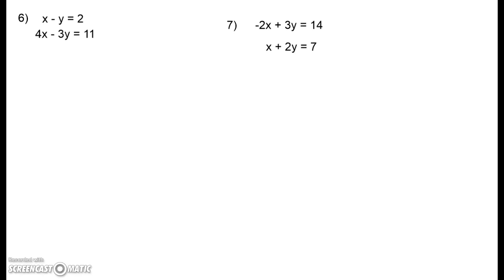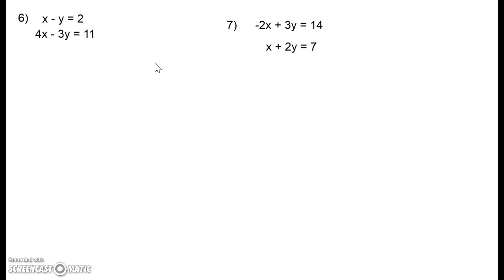Hello again. So here we go with 6 and 7. These are a little bit more complex because as I look through it, step 1 is to make sure that one of the equations is solved for x or y. And if you looked at 6, x minus y equals 2 and 4x minus 3y equals 11. Neither one of them is solved for x or y yet. So we've got to figure out how we're going to do it.